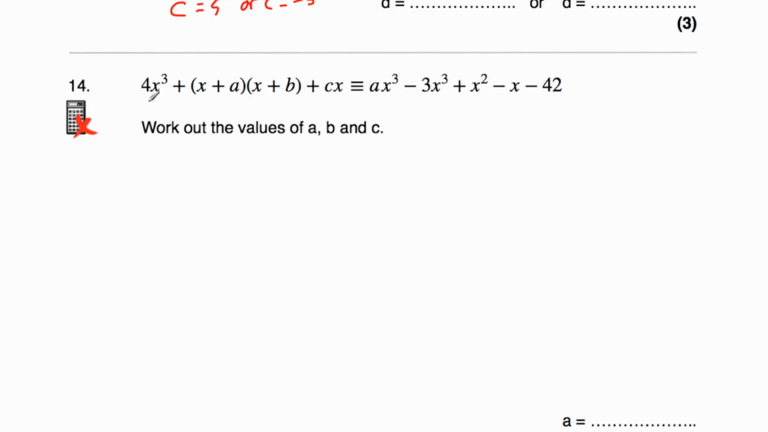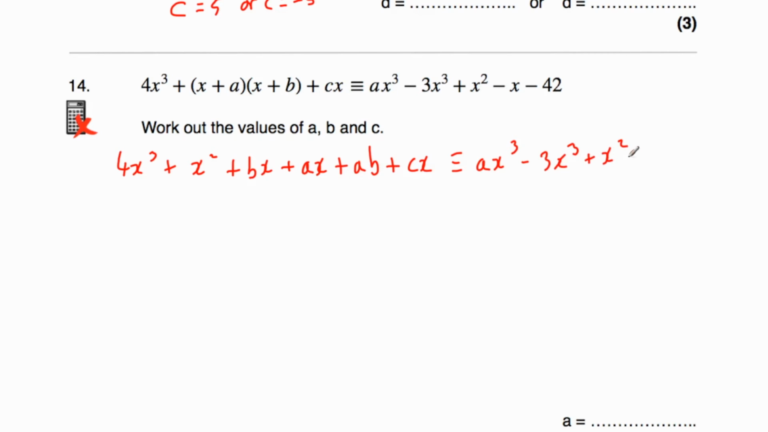Let's start off by expanding our brackets on our left hand side. We'd have 4x cubed, and then plus, expanding these brackets, x times x is x squared, then x times b would be plus bx, a times x would be plus ax, and then a times b would be plus ab. And then we've still got our plus cx on the end. And that's equivalent to ax cubed minus 3x cubed plus x squared minus x minus 42. So that's what we've got on the left hand side and the right hand side of the identity.